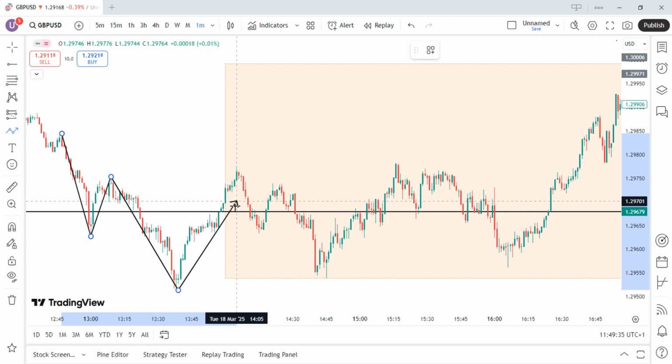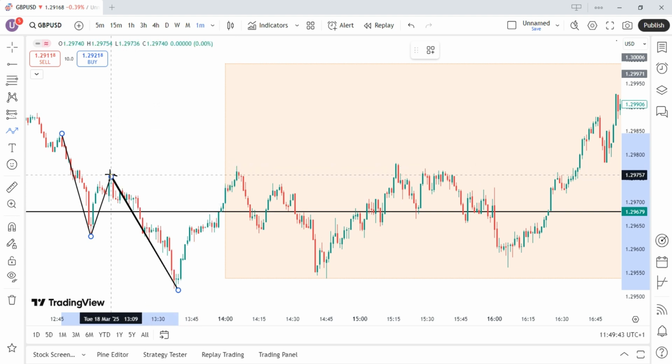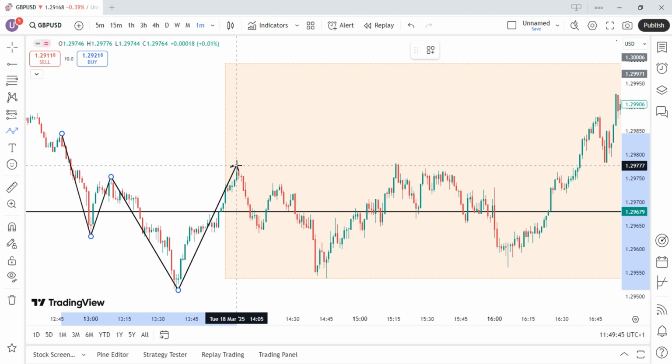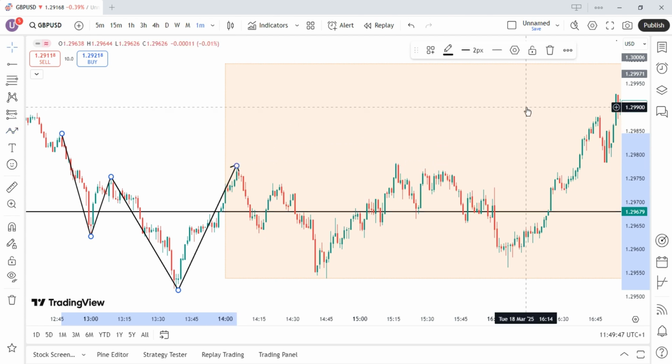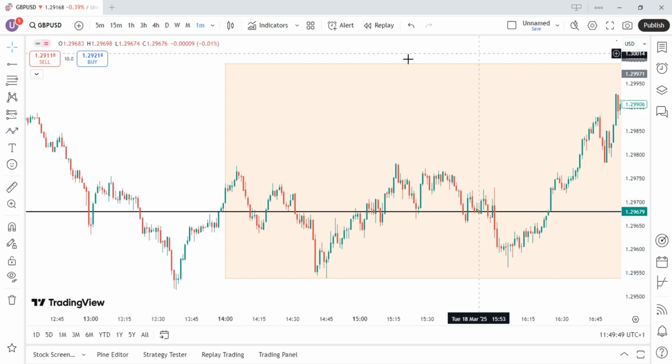Immediately we enter the New York session, we shifted structure here. There's a shift in market structure here by closing above this zone, our previous lower high. So this is where a shift in market structure happened.